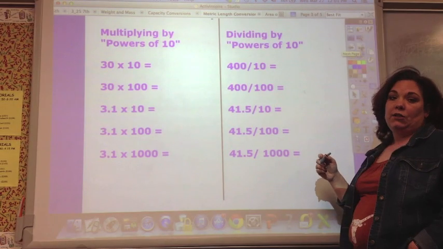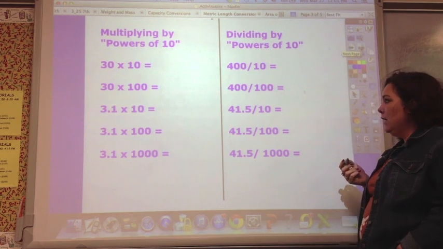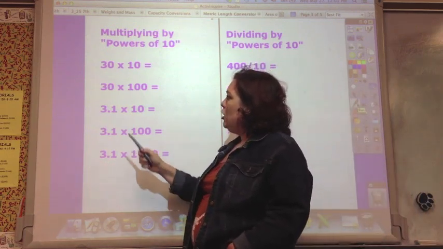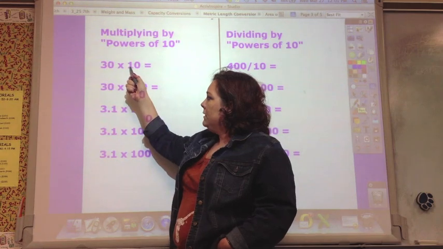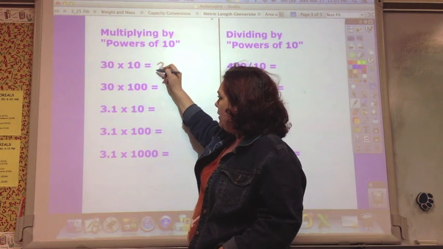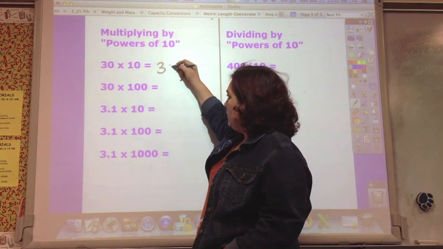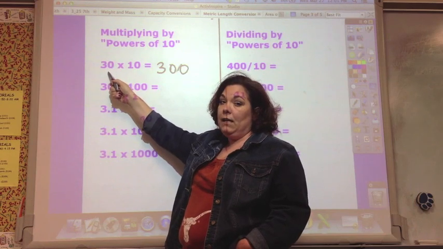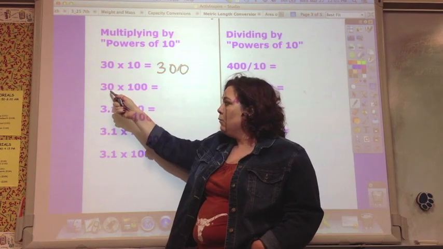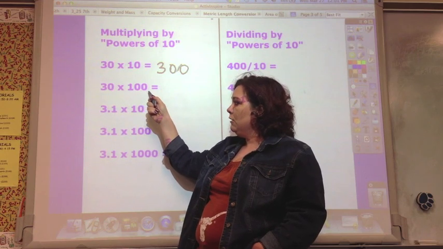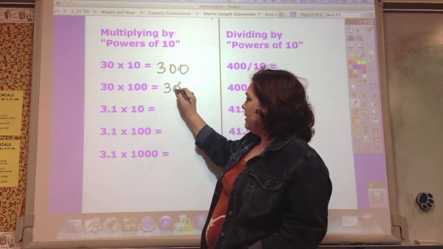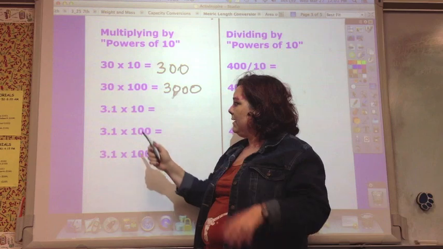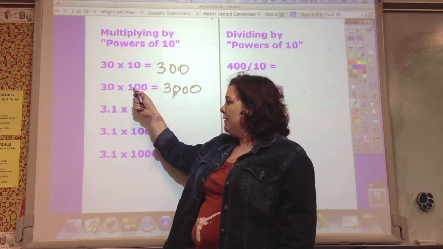Let's look at what it means to multiply and divide by 10. If you're multiplying by powers of 10, you would just multiply the first digits, the 3 times 1 is 3, and then add the zeros. So it would be 300. So really you're just adding a 0 to the number for 10. And here's 100, and you're going to add 2 zeros. So it's 3,000. And see if that makes sense. 3 times 1 is 3, and then you have 3 zeros.